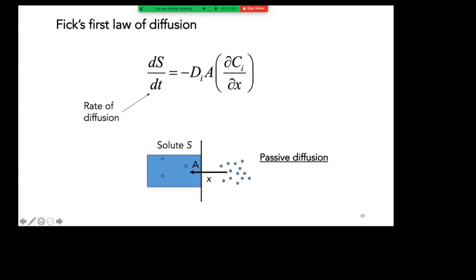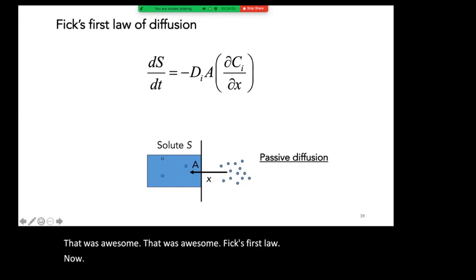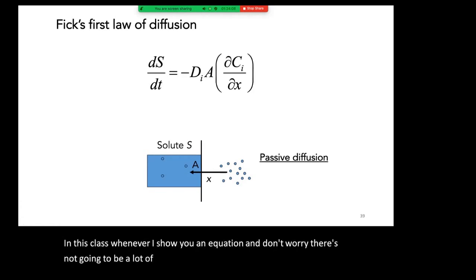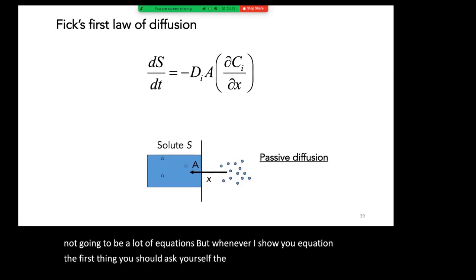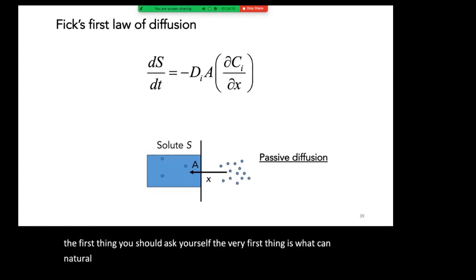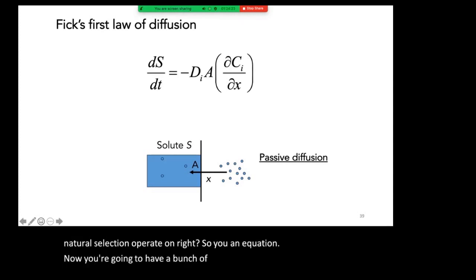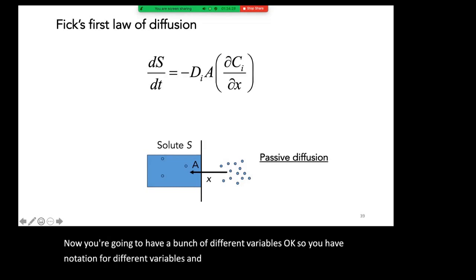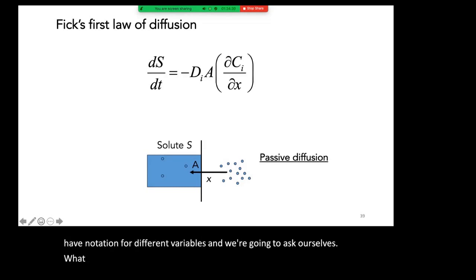Oh, that was awesome. Fick's first law. Okay. Now, in this class, whenever I show you an equation, and don't worry, there's not going to be a lot of equations, the very first thing you should ask yourself is, what can natural selection operate on? So you see an equation, and you're going to have a bunch of different variables, with notation for each. We're going to ask ourselves, what can natural selection operate on?